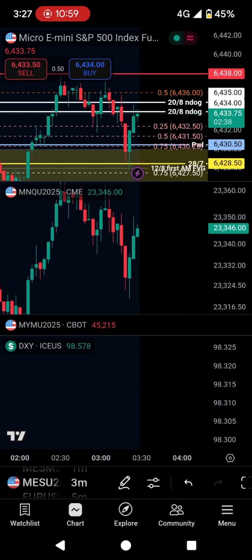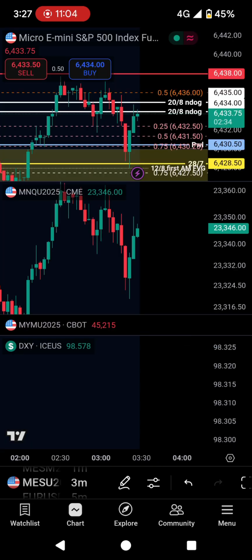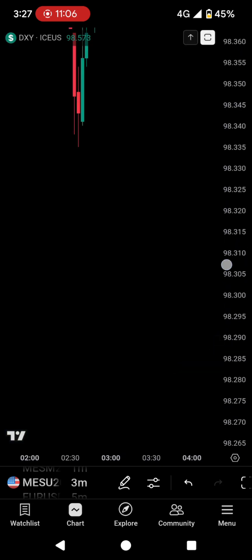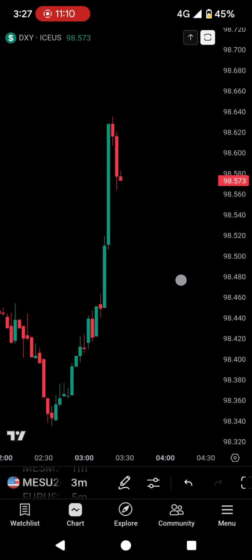NQ. Okay, Dow also all firm upside, and dollar looks like it's coming down.